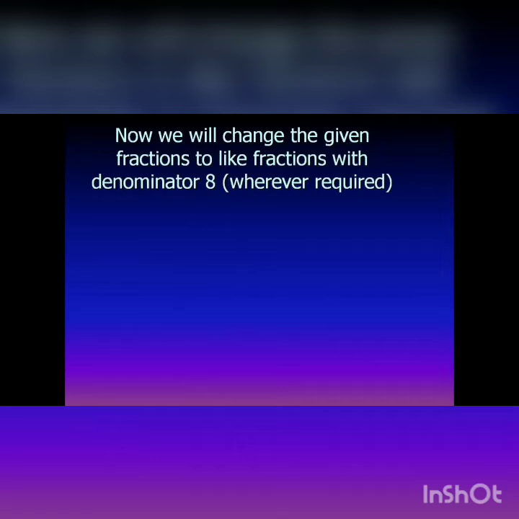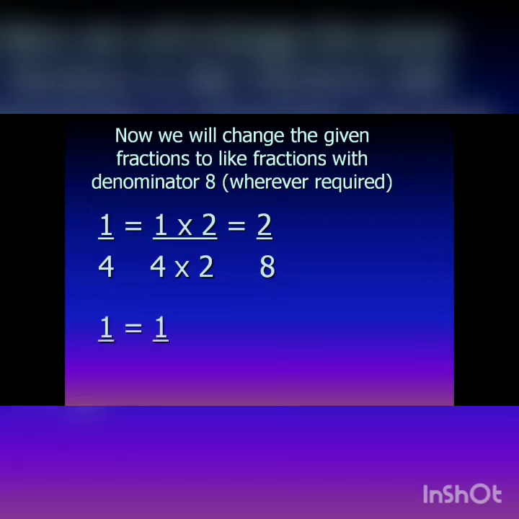Now we will change the given fractions to like fractions with the denominator as 8 if required. So in the fraction 1 by 4, we have to make the denominator as 8. So in this case, we will multiply 4 by 2, and when we have multiplied the denominator by 2, we will have to multiply the numerator also by 2. So on multiplying 1 by 2, we will get 2, and on multiplying 4 by 2, we will get 8. So the new fraction will become 2 by 8.